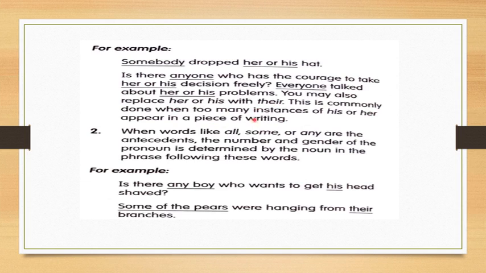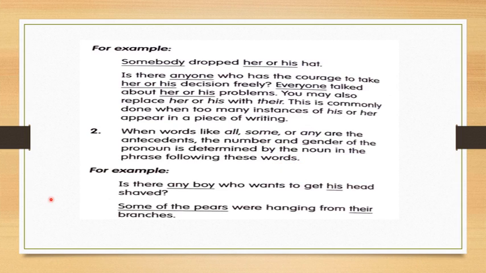This is commonly done when too many instances of his or her appear in a piece of writing. You can also use her or his. When too many instances of his or her appear in a piece of writing, at that time we can use it like this. Second, when words like all, some, or any are the antecedents, the number and gender of the pronoun is determined by the noun in the phrase following these words.